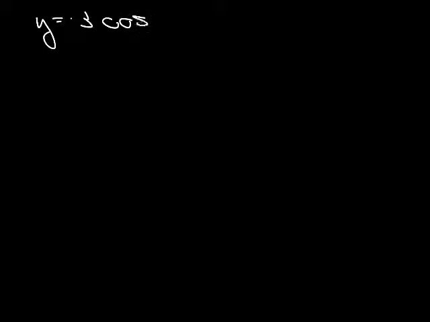Okay, let's look at one more example. y equals negative 3 cosine of pi times x. So instead of a number in front of the x, we're going to put a pi there. Doesn't really matter. We're going to find our period. Our period is going to be 2 pi over b, which in this case is pi. So our period is 2.